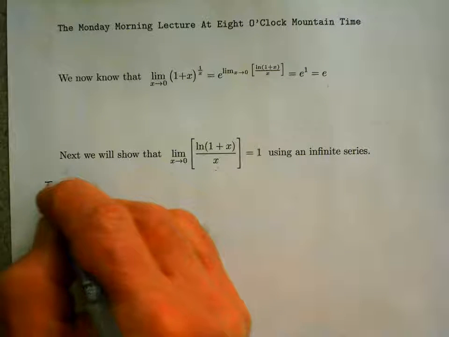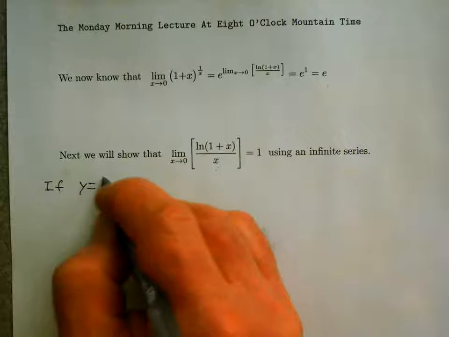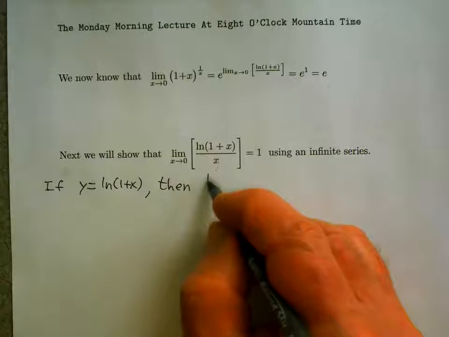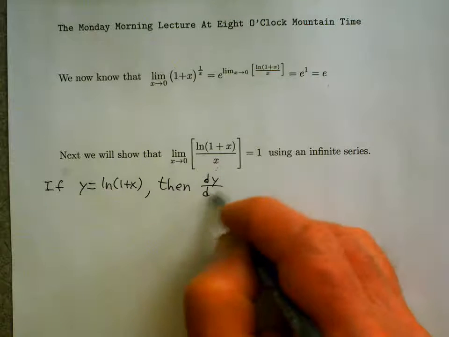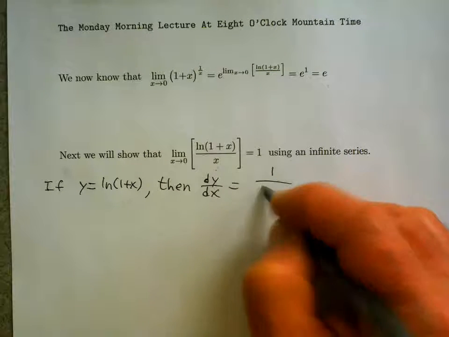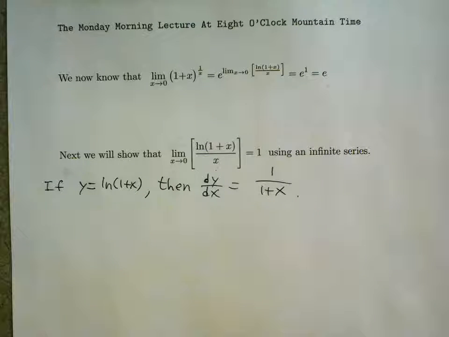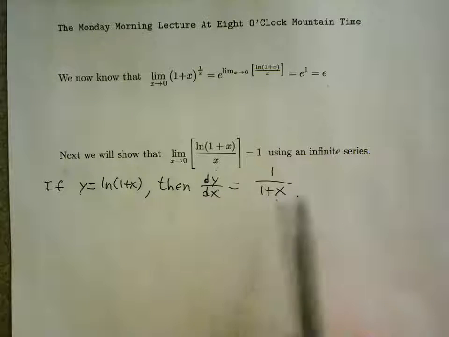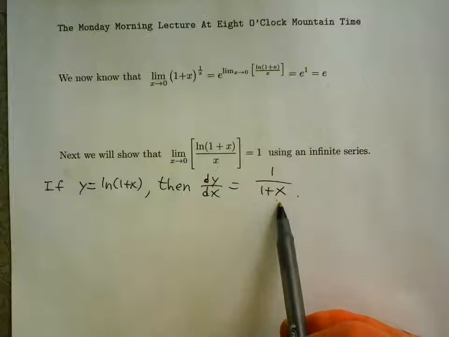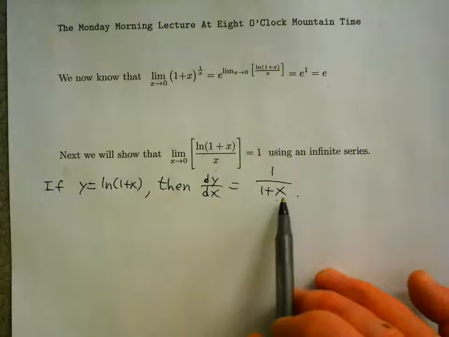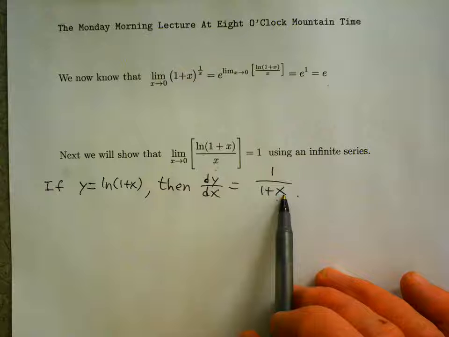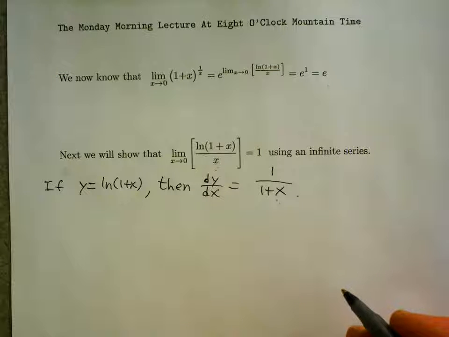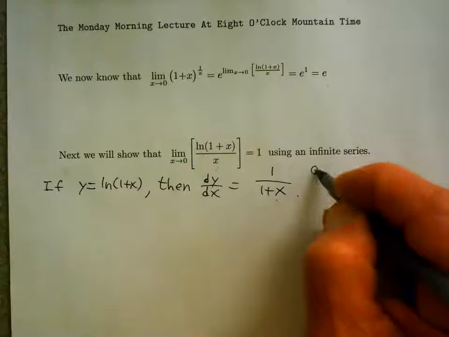So let's start by saying if y is equal to the natural log of 1 plus x, then the derivative of y with respect to x is equal to 1 over 1 plus x. And we can think of 1 over 1 plus x as the sum of a geometric series, provided that the absolute value of x is less than 1.